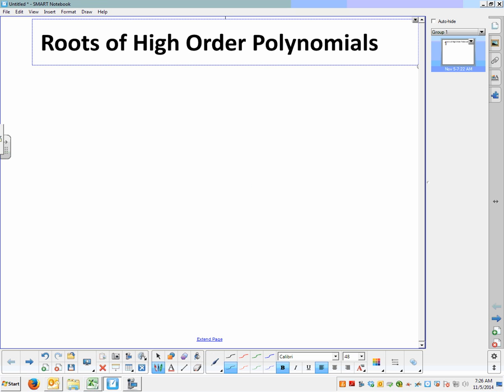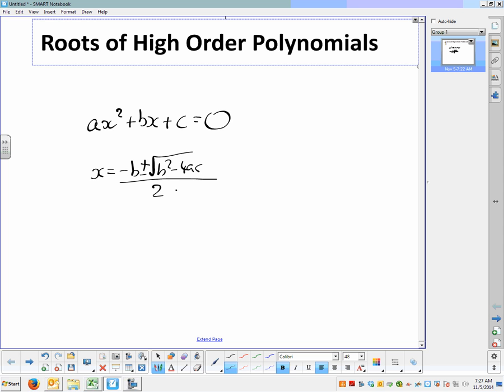For a long time, you have known that if you have a quadratic and set it equal to 0, you can find its roots using the quadratic formula: minus b plus or minus the square root of b squared minus 4ac, over 2a.